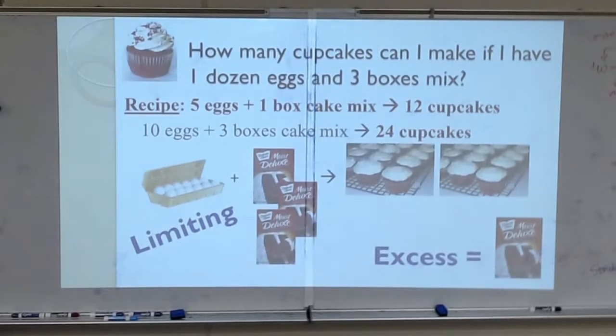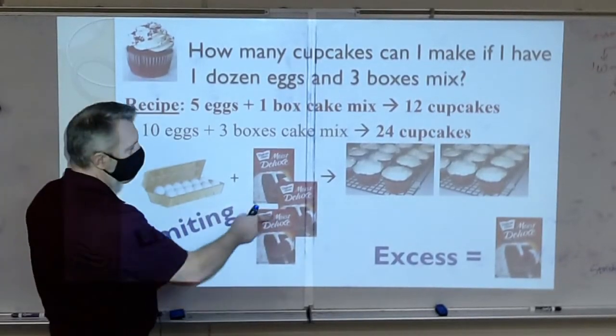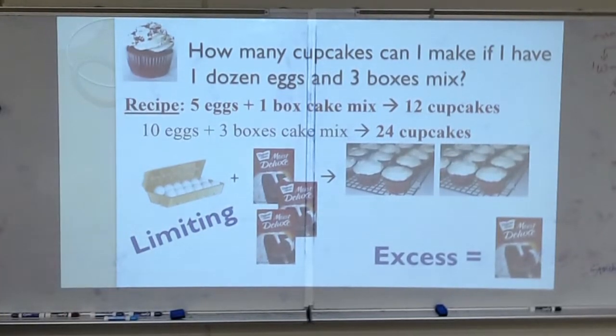Just the numbers are going to change. Conceptually, that's what we're going to do. What you did automatically in your brain when you figured out how much of this you could make and how much of this you can make and what you run out of first, that's all we're going to be doing. So it's pretty straightforward.